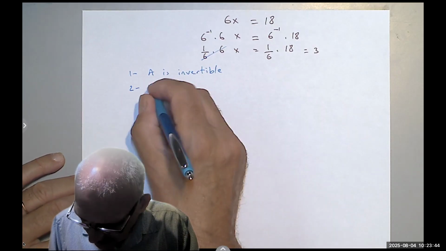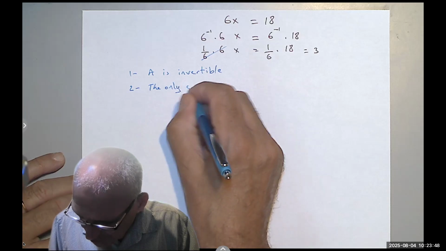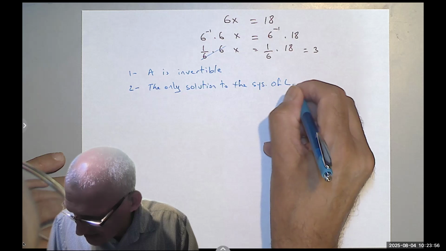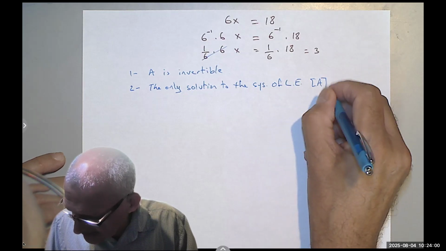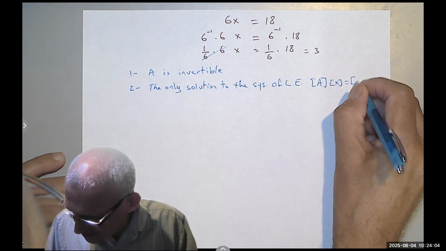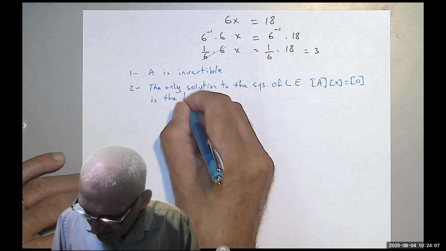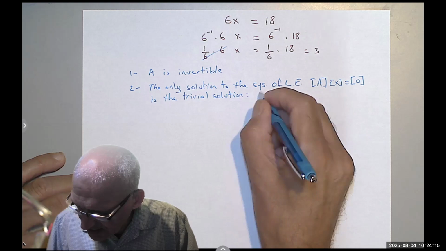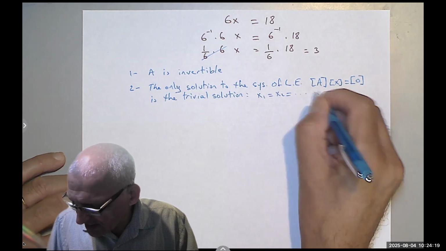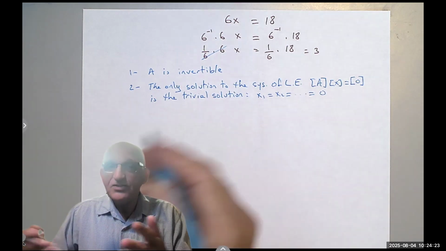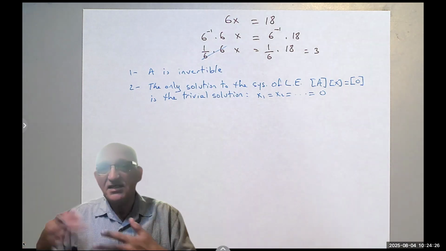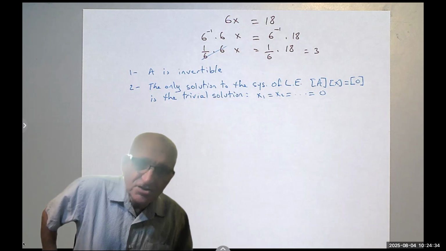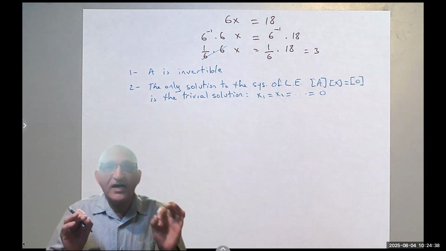So you would say the only solution to the system of linear equations, matrix A times matrix X equals matrix 0, is the trivial solution. What is the trivial solution? The trivial solution is x1 equals x2 equals x3 equals everything equals 0. If you tell me x plus y plus z equals 0 and 2x minus y plus 3z equals 0 and whatever, I say, okay, so put x equals 0, y equals 0, z equals 0. That is called the trivial solution. If that's the only solution you can find, then A is invertible.